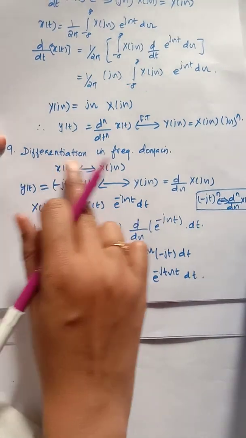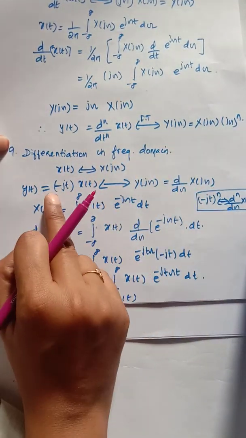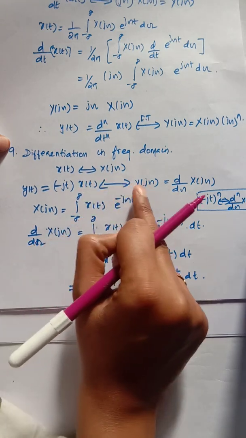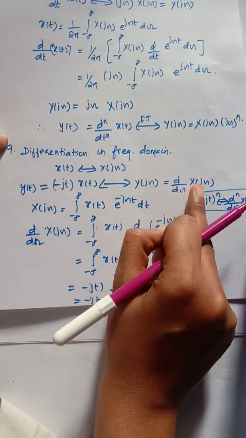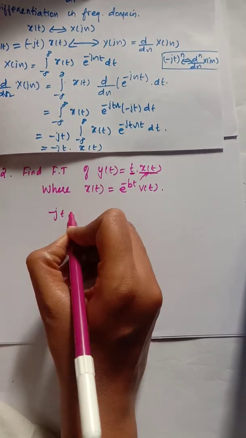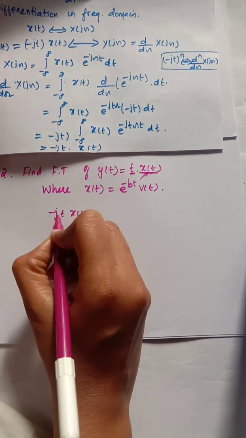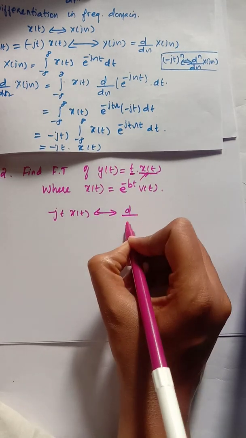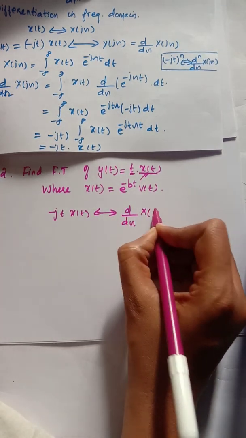Here we have one property known as differentiation in the frequency domain. What we have is minus j t into x of t equal to d by d omega of X of j omega. So by using this property, I am going to write that minus jt x of t has the transform d by d omega of X of j omega, right?